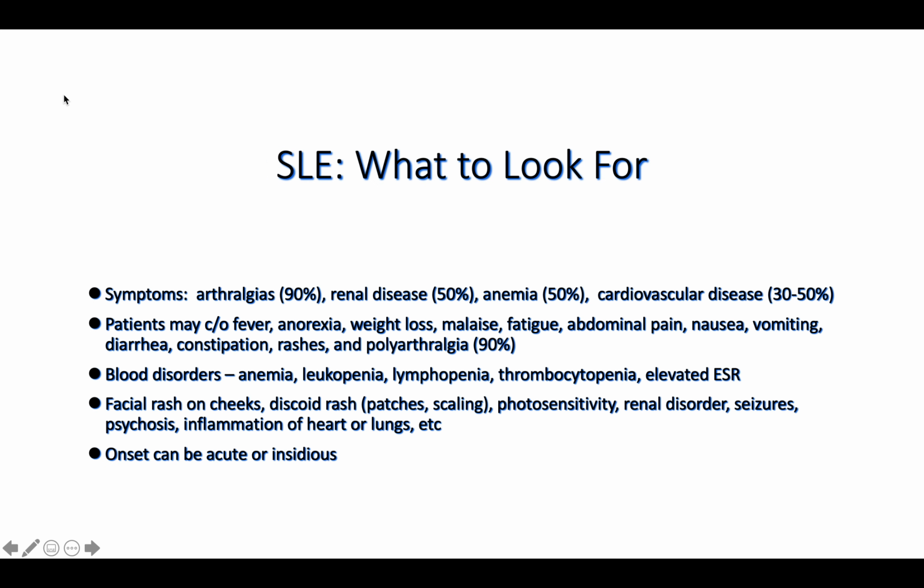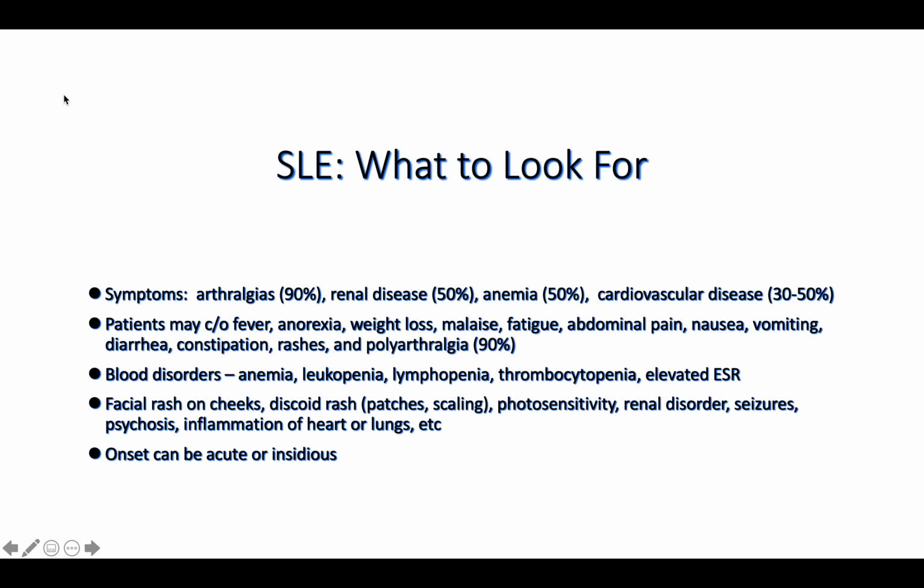What to look for? The symptoms. Arthralgia, like 90% of people feel pain in their joints. Renal disease is 50%. And again, it's attacking a lot of cells that help the kidney, a very blood-filled organ. Anemia, 50%, because again, we're attacking the red cells. Cardiovascular disease, 30 to 50%. So we've got lack of hemoglobin in the patients.